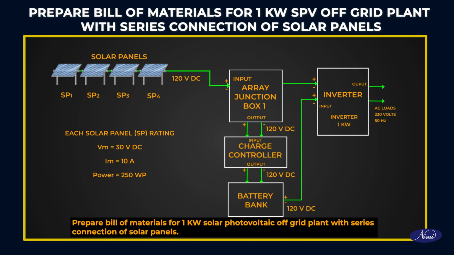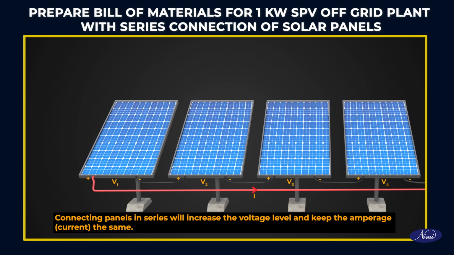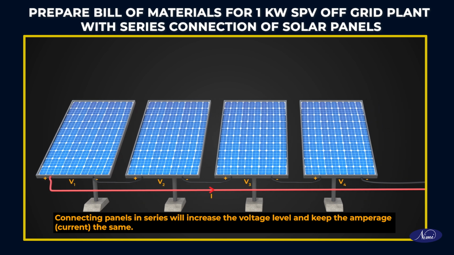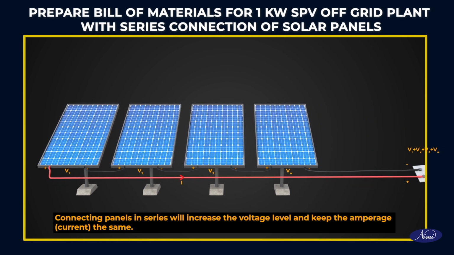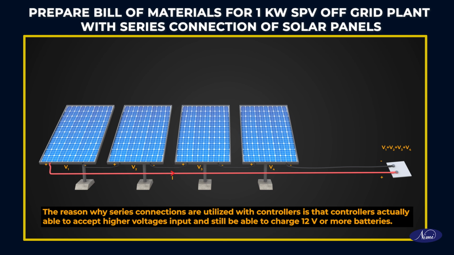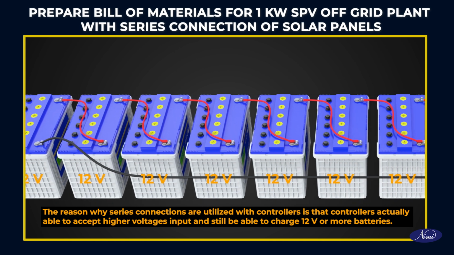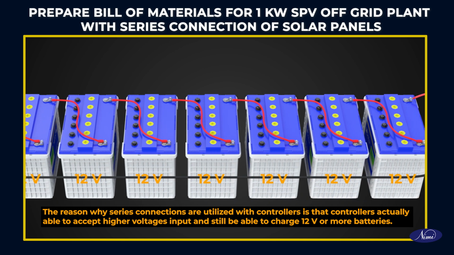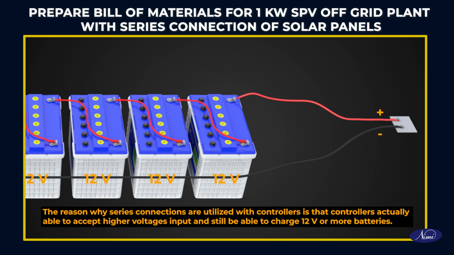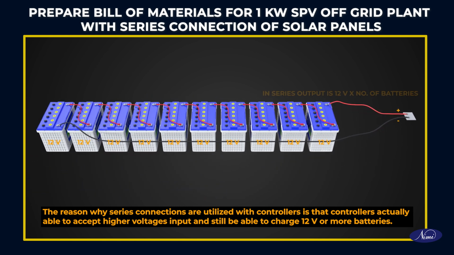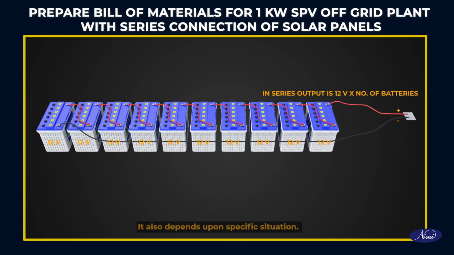Prepare bill of materials for a 1 kilowatt solar photovoltaic off-grid plant with series connection of solar panels. Connecting panels in series will increase the voltage level and keep the amperage, that is, current, the same. The reason why series connections are utilized with controllers is that controllers are able to accept higher voltage input and still be able to charge 12 volt or higher batteries. It also depends upon the specific situation.